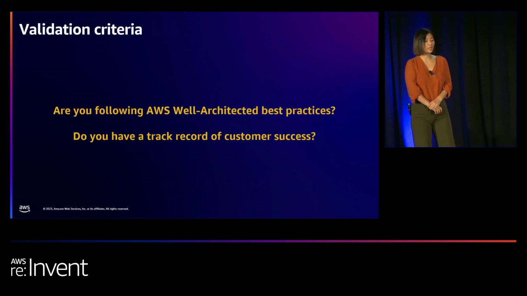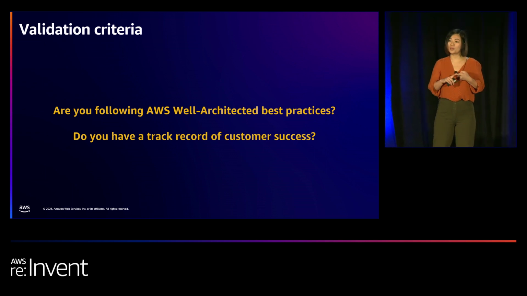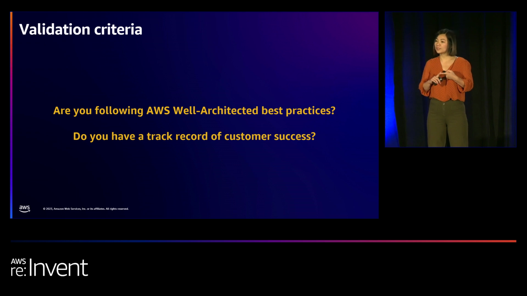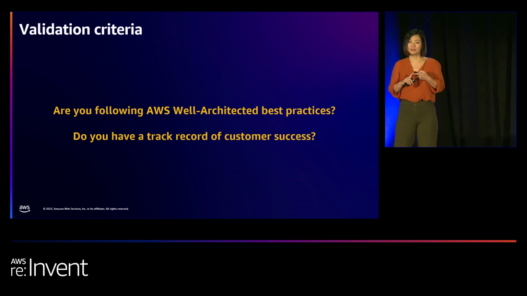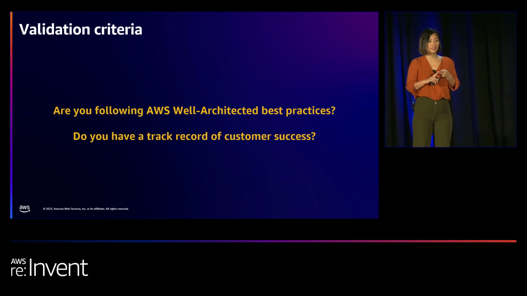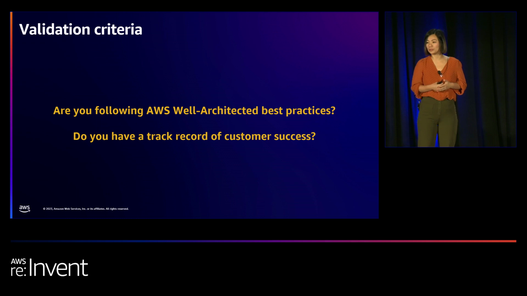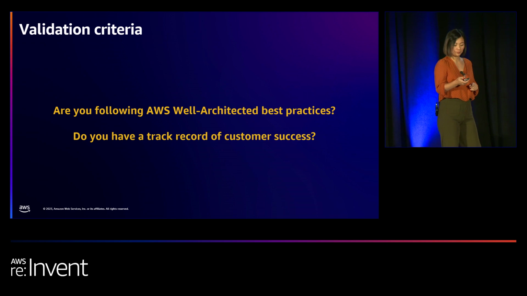So what are the validation criteria? There are 2 things we look for. The first one is, are you following AWS Well-Architected best practices? Essentially, are you demonstrating technical expertise? Second, do you have a track record of customer success? Because we would like to recommend you to future customers. The first thing they'll ask is, have they done this before for other customers? So those are the 2 things we look for when we do program technical validation.